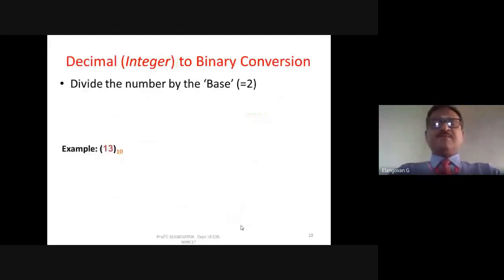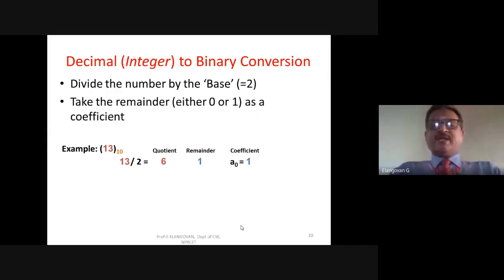So the first thing is we want to convert a decimal number to binary. This conversion is easily done by successive division by the base value 2. Any number you want to convert from decimal, you make successive division by the base value. So 13 is given. To convert to binary, we divide by the base value 2. The quotient is 6, the remainder is 1, so we may get either 1 or 0. That is going to be the first coefficient.